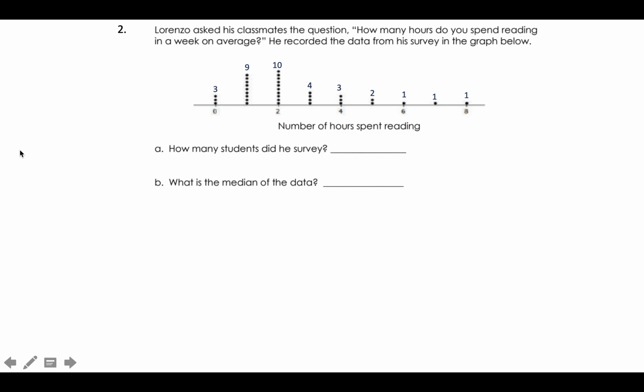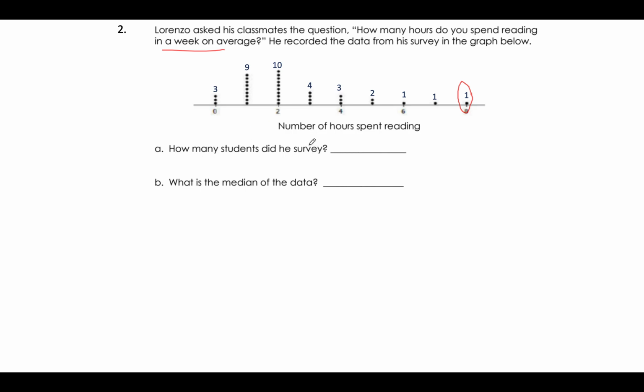Alrighty, let's take a look at question number 2. Lorenzo asked his classmates the question, how many hours do you spend reading in a week on average? This is the number of hours spent weekly reading. Hopefully we have more people over here, but that's not always the case. Anyway, he recorded the data from his survey in the graph below.